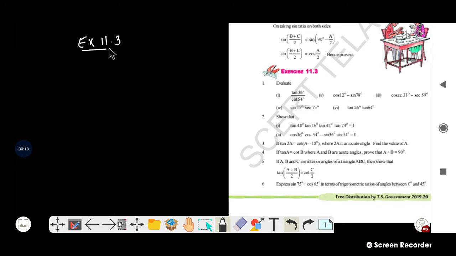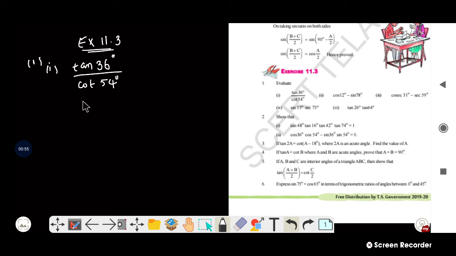11.3 now. So in exercise 11.3, the first question is evaluate. Evaluate tan 36 degrees divided by cot 54 degrees. Now you see this one, it is not any sin 30, cos 30 or 45 or something. Okay. Then first of all you can change.